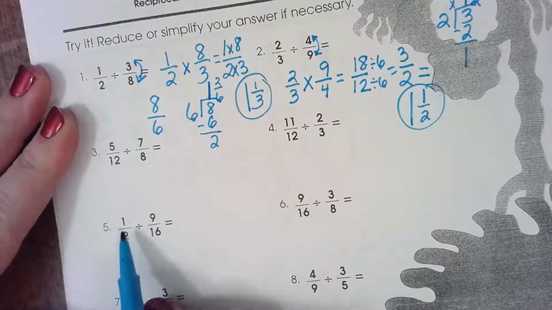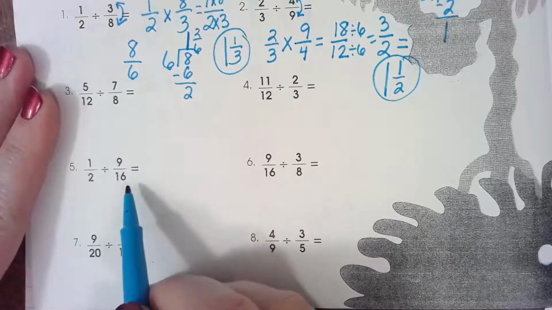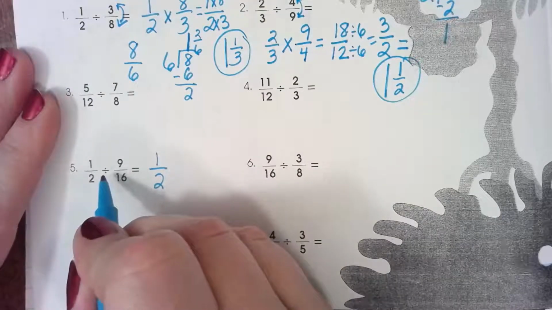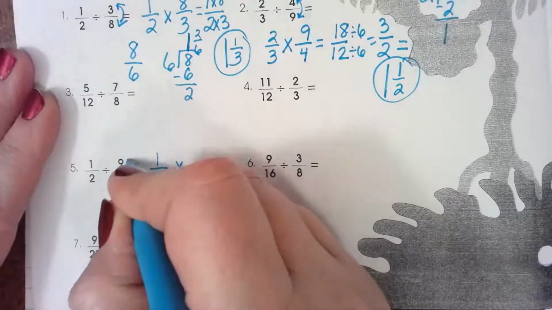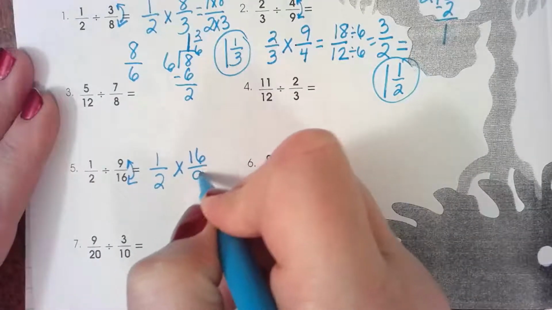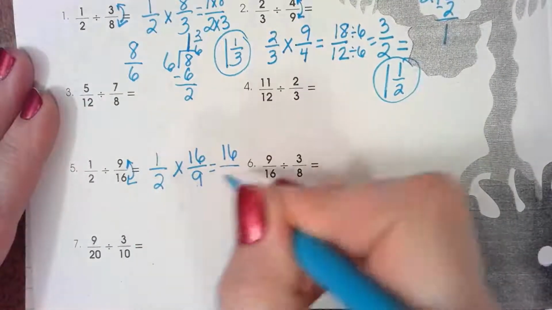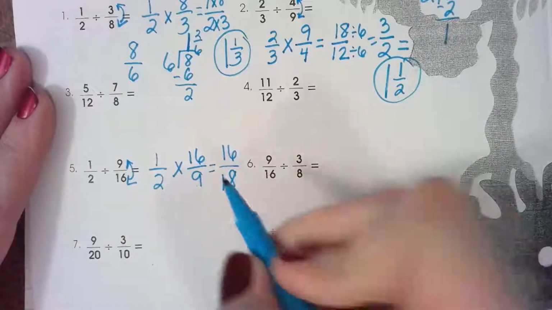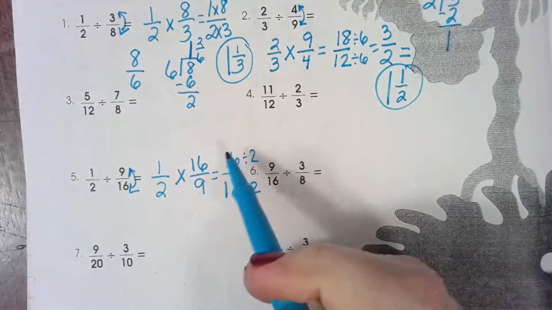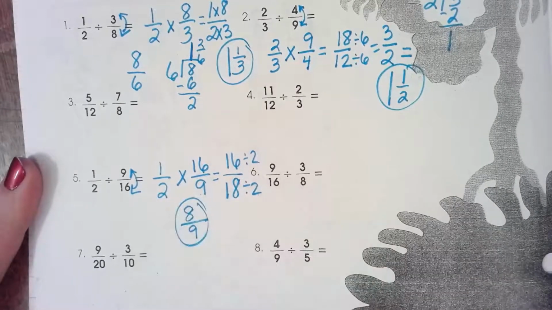Let's try number 5. Okay, 1/2 divided by 9/16. To divide this, I take 1/2, flip division to multiplication, and take the reciprocal of my second fraction. So now I have times 16/9. Well, 1 times 16 is 16. 2 times 9 is 18. Can I simplify that? Sure, I can divide them both by 2. 16 divided by 2 is 8. 18 divided by 2 is 9, so I get 8/9.